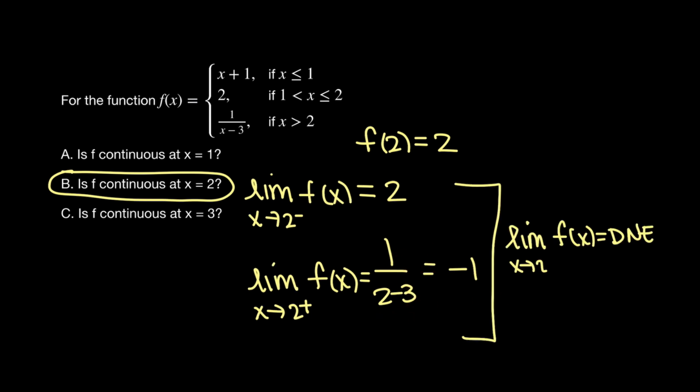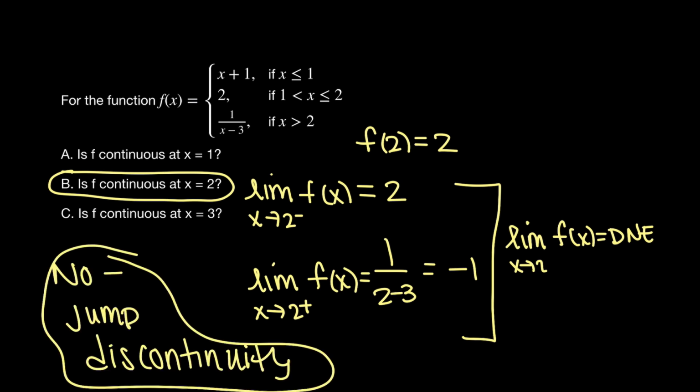In this case, because my left and my right limits are different, there's a jump in the graph, and that means the limit as x goes to 2 of f of x does not exist. Because this limit doesn't exist, I can say that this function is not continuous at x equals 2. And in fact, this would be a jump discontinuity because my left and right limits have different values.